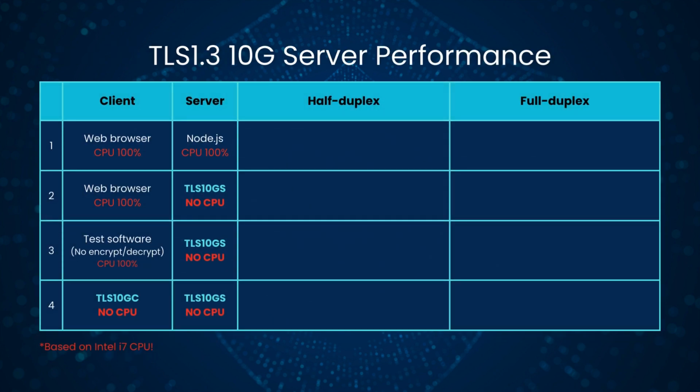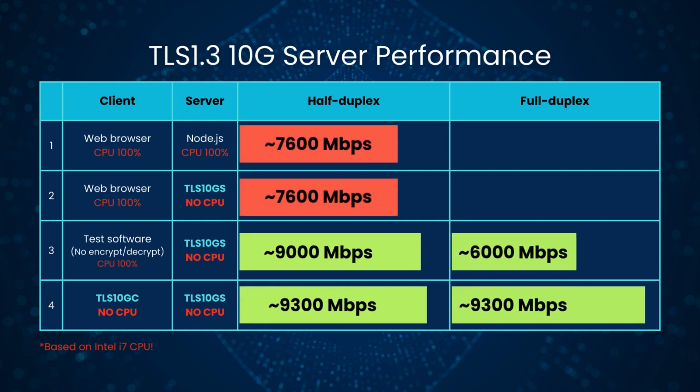The performance summary is shown as a current comparison table. Our TLS1.3 10G server IP core can free up the CPU for other essential tasks and can achieve nearly 10,000 megabits per second with our TLS1.3 IP core on both the server and client side.